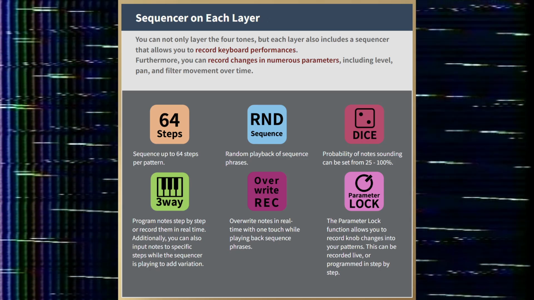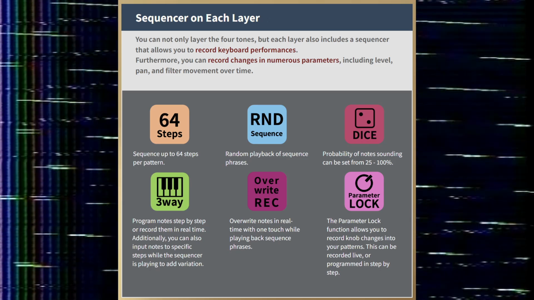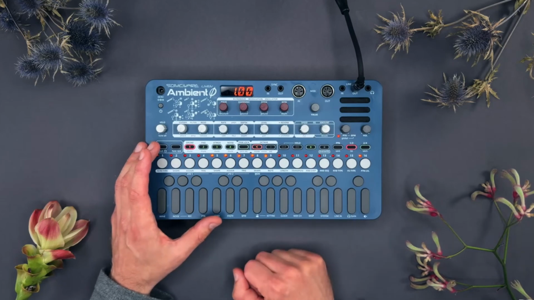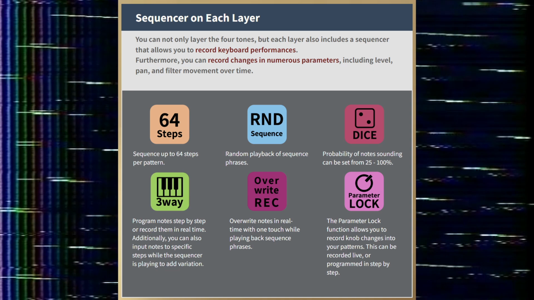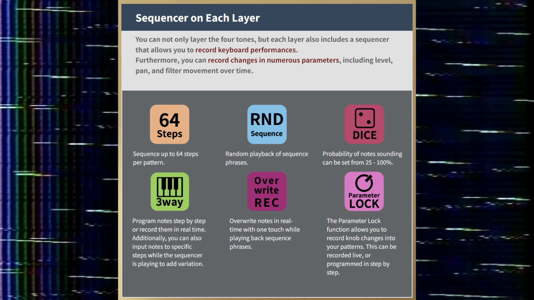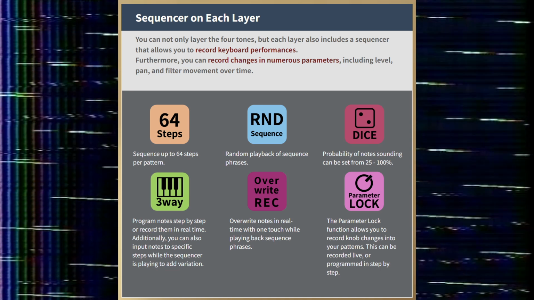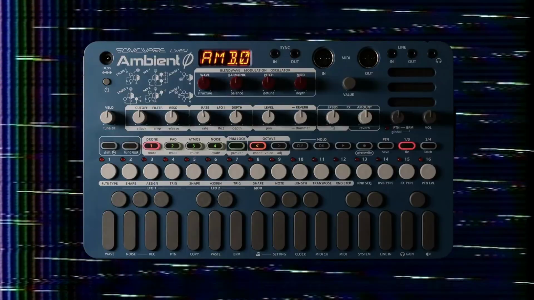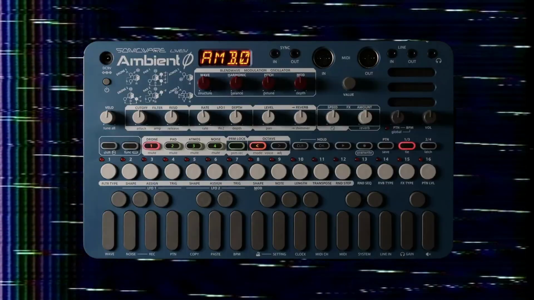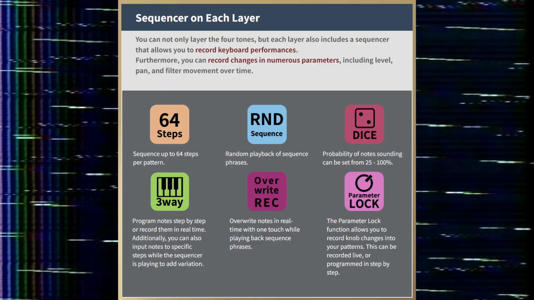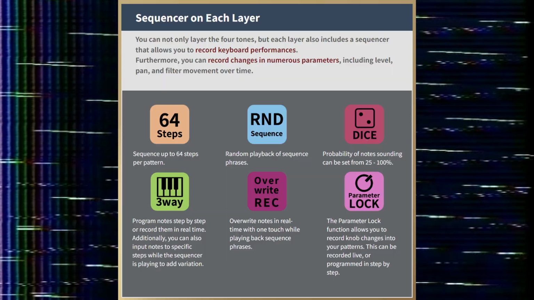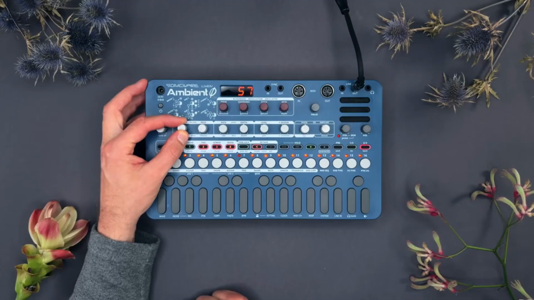When it comes to the sequencer, you have 64 steps per pattern. There are random playbacks of sequence phases. There's a probability of note sounding that can be set from 25 to 100. You can also program notes step by step or record them in real time. You can overwrite the notes in real time as well. And then there are also parameter locks that allow you to record knob changes into your pattern as well.